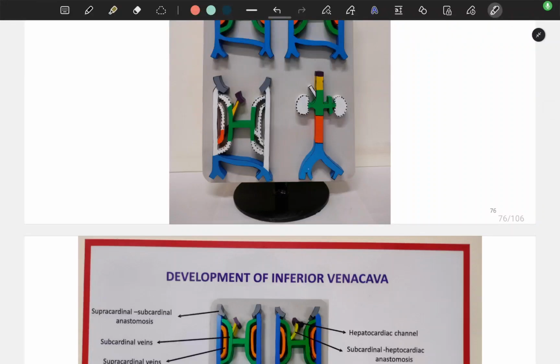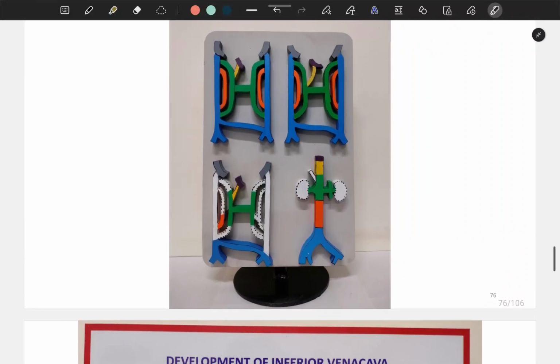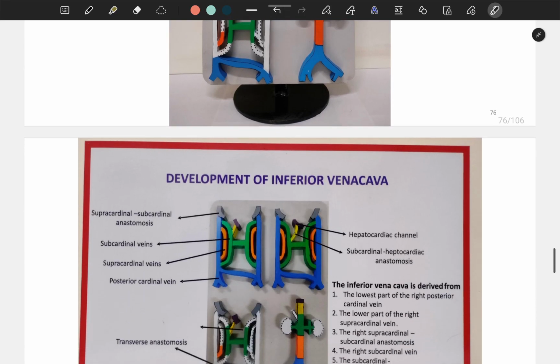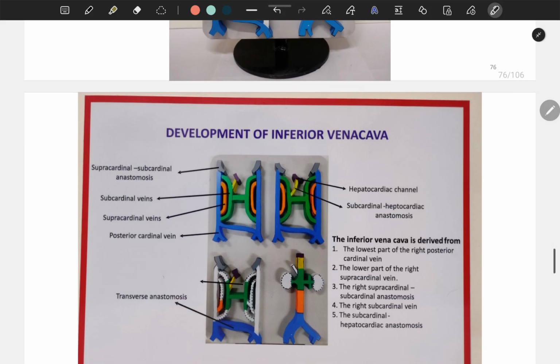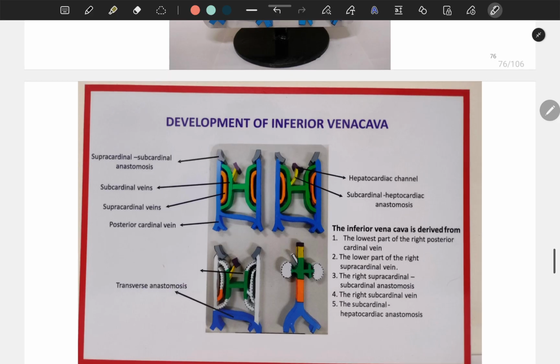Friends, today I am going to explain the embryology topic, embryology models. Okay, coming to the development of inferior vena cava. So, first you must know the labelings.